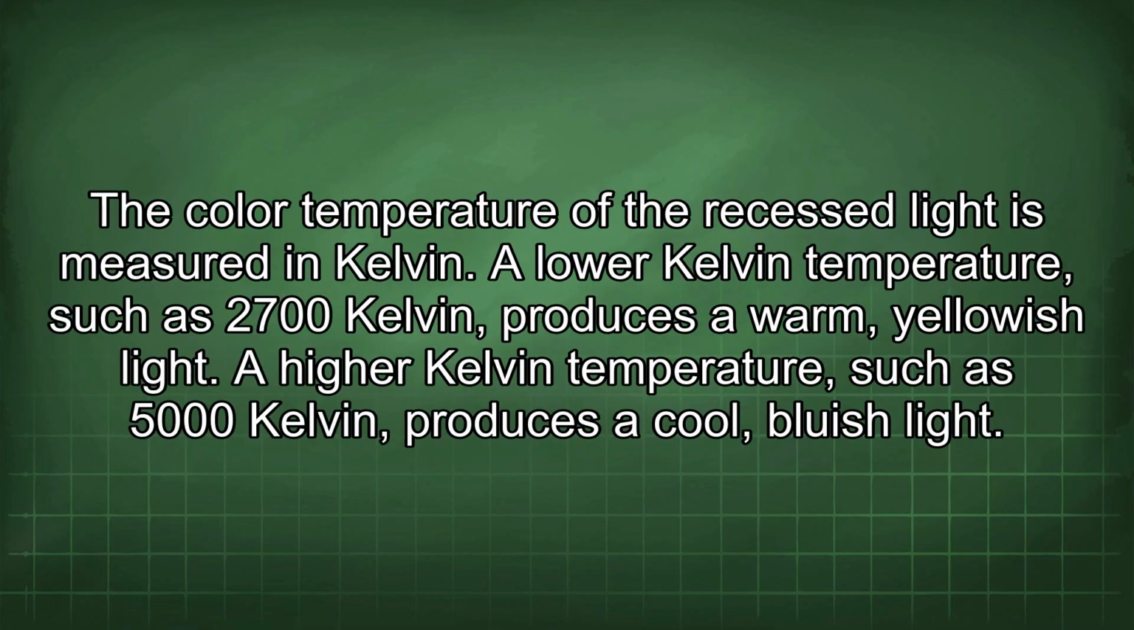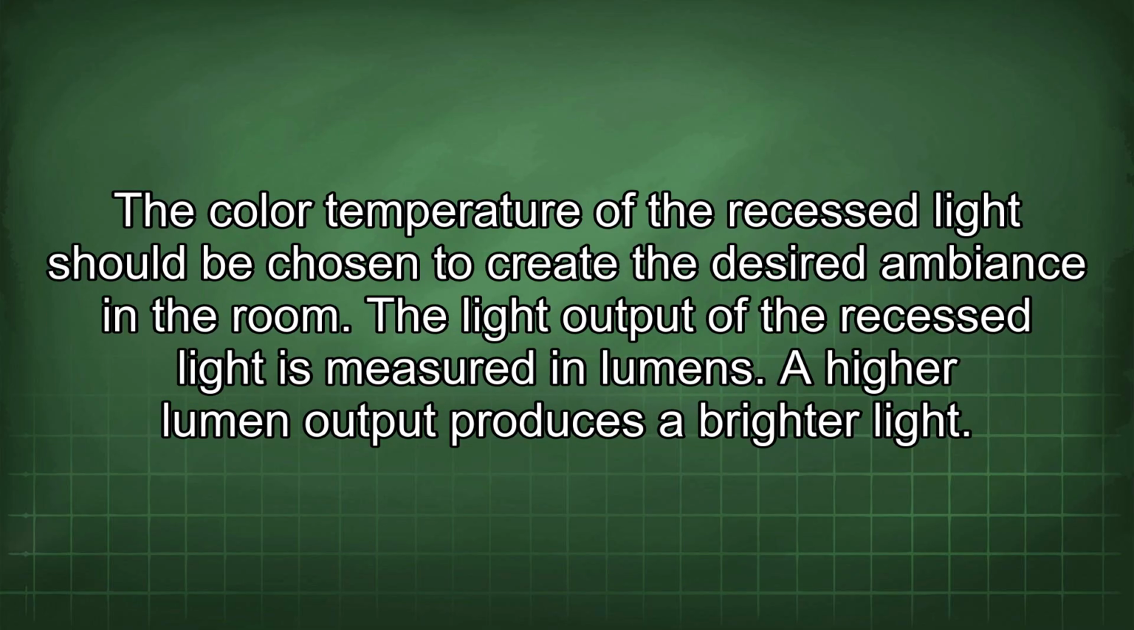The color temperature of the recessed light is measured in Kelvin. A lower Kelvin temperature, such as 2700 Kelvin, produces a warm, yellowish light. A higher Kelvin temperature, such as 5000 Kelvin, produces a cool, bluish light. The color temperature of the recessed light should be chosen to create the desired ambience in the room.